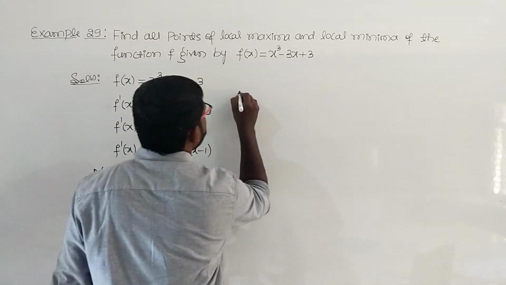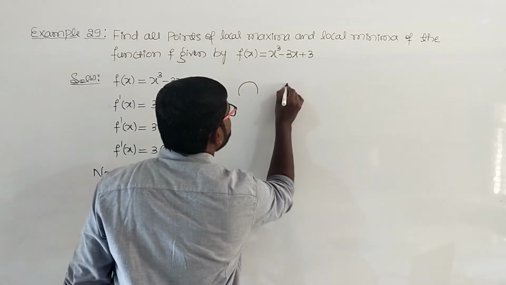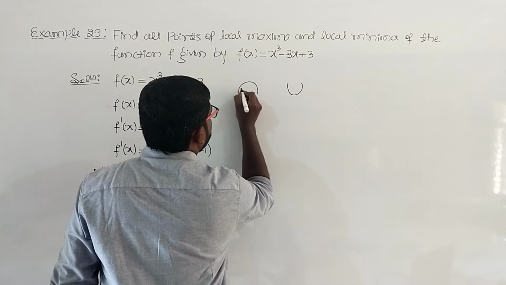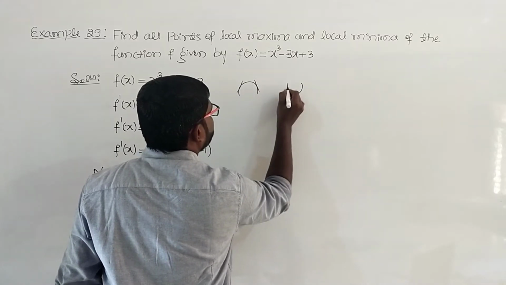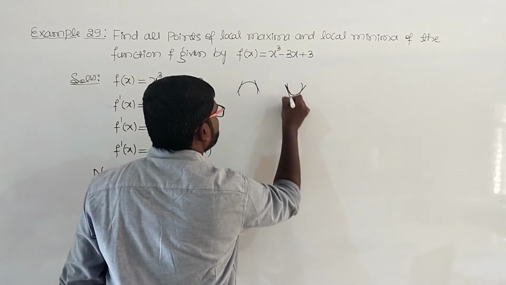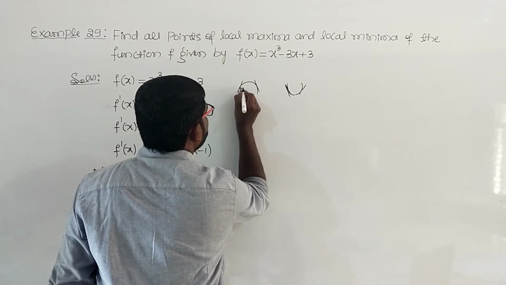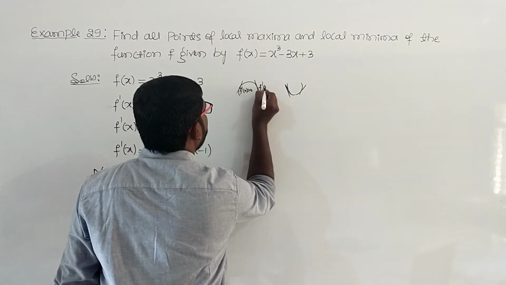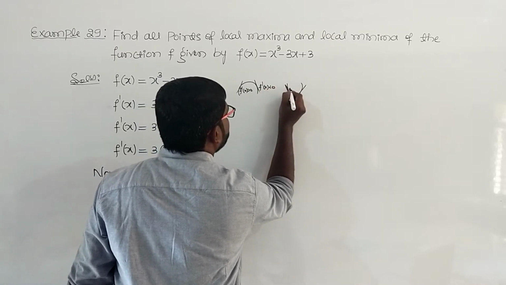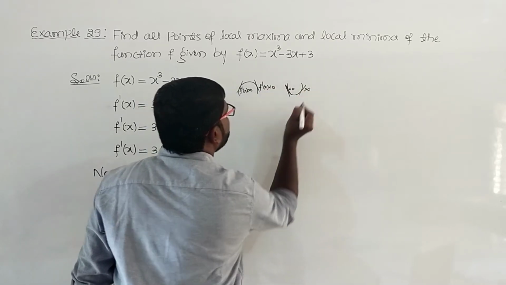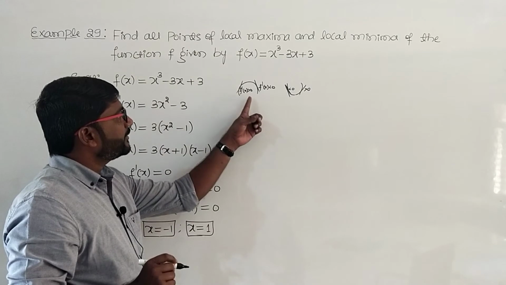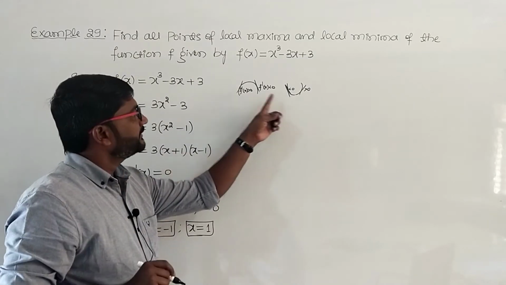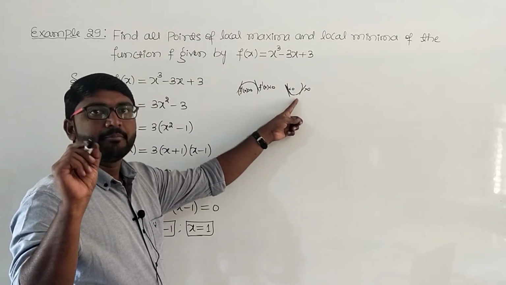Now we have to go for analyzing with the first derivative test. What did we discuss in the first derivative test? Here, if you draw the tangents, f dash of x will be greater than 0 here, and f dash of x will be less than 0 here. Here it is less than 0, here it is greater than 0. So this is going to be a point of local maxima, and this will be a point of local minima.